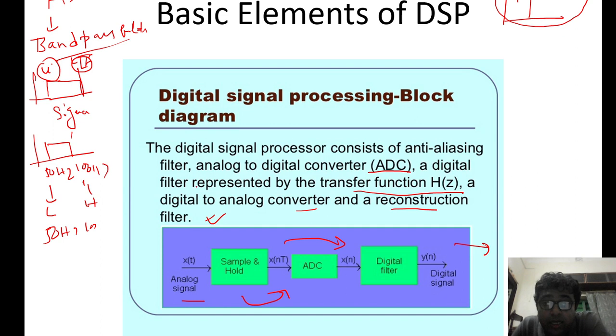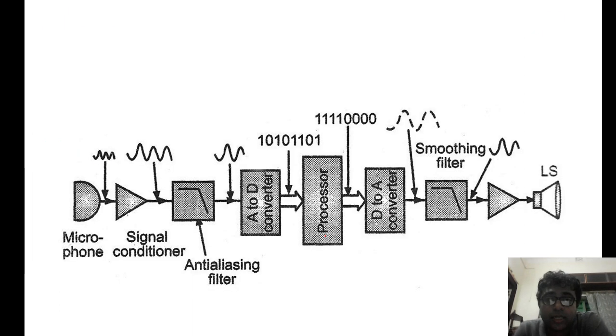Okay, so first we use a sample and hold circuit to convert a specific analog signal to a discrete time signal. Then it goes through an analog to digital converter. It is converted into x of n, its digital signal goes through a digital filter, and it will provide a digital signal. We are also going to discuss the reconstruction filter in the upcoming lectures. Okay, let's go to the next slide.